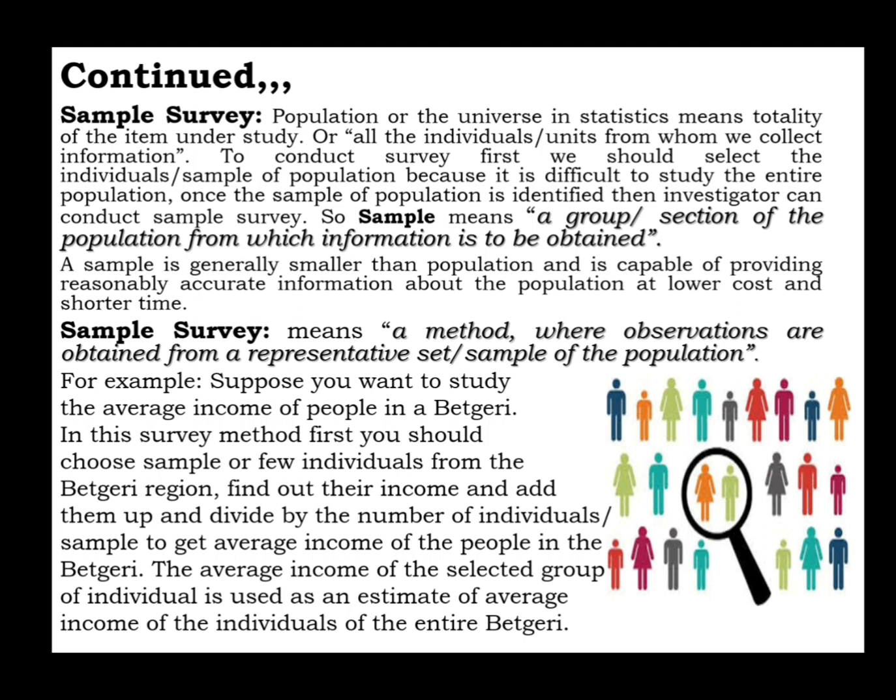So let us understand what a sample survey is. A sample survey is a method where observations are obtained from a representative set or sample of the population. I repeat, it's a method where observations are obtained from a representative set or sample of the population. In a sample survey, we collect the information from the representative units. So this kind of method is called a sample survey.